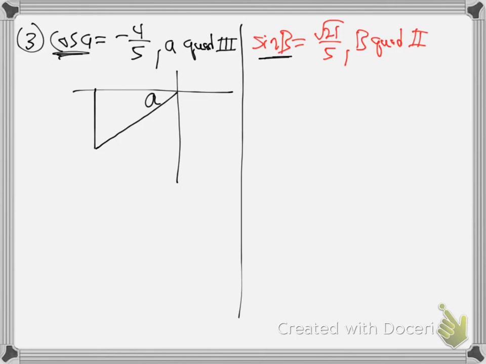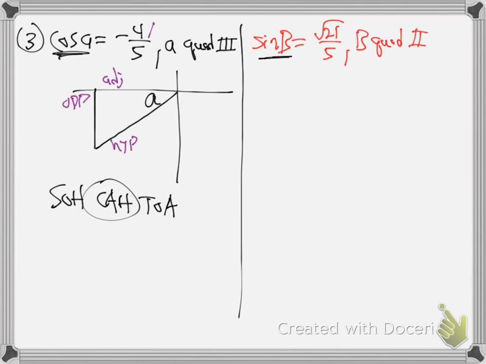Okay, so cosine of A. Remember the SOHCAHTOA thing? Cosine is adjacent over hypotenuse. So this is the adjacent side, the opposite side, the hypotenuse. So cosine is adjacent over hypotenuse, so -4 over 5. Like that.